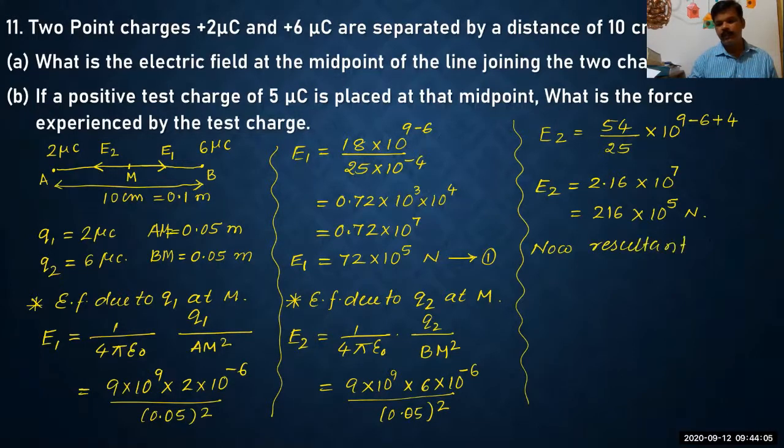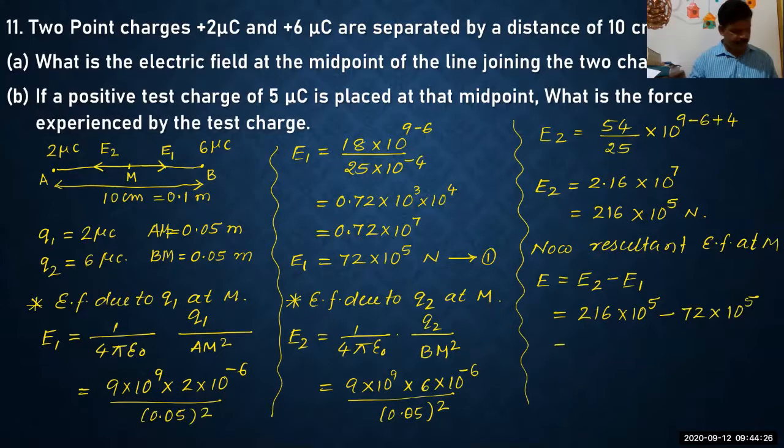Resultant electric field at M, at the midpoint, that is E. See which one is bigger here. E2 is bigger, therefore it is E2 minus E1. 216 into 10 raised to 5 Newton minus 72 into 10 raised to 5 Newton. So 216 minus 72, then the result will be 144 into 10 raised to 5 Newton. That is the resultant electric field.